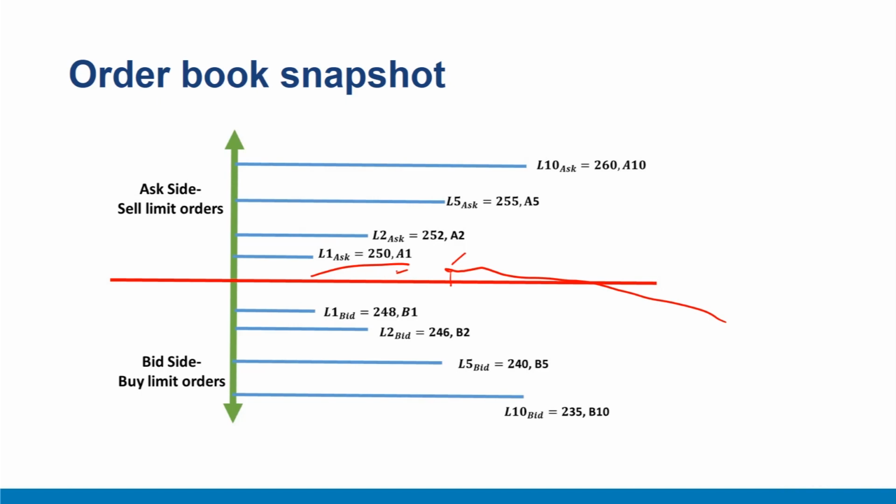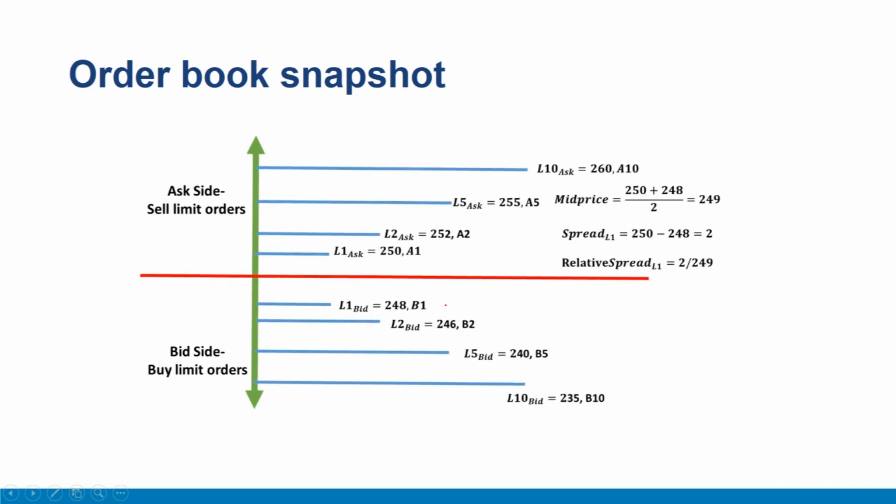If there's some amount left for the incoming market order, only then will it look at the L2 ask. Similarly, an incoming sell order will find the L1 bid price most favorable, and therefore it will execute against this 248 rupees at quantity B1. So B1 is the depth of the bid side. Only if this B1 is exhausted will the incoming market order to sell look at the L2 bid, and so on and so forth. The bid and ask sides are exhausted and matched against incoming market orders.